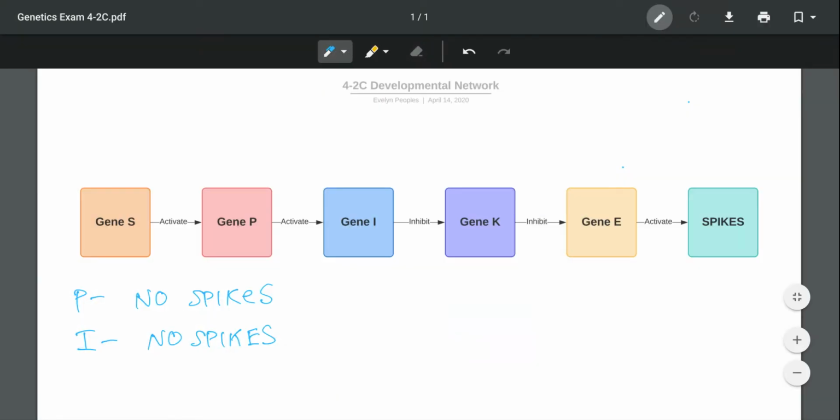In some conditions, you're going to have two genes that have been mutated, such as I and E. And when looking at this, if you know that the E gene is mutated, that means it's not going to function properly, which means that it cannot activate the spikes. So in any condition, you're still going to have no spikes on your spiny beetle.